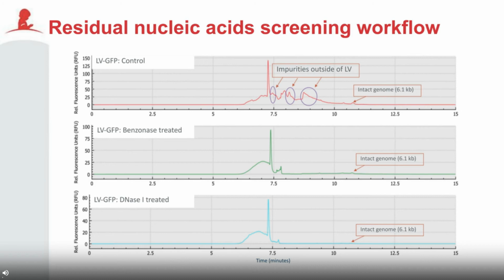And in the two bottom traces, you can see that the benzonase treated sample and the DNase treated sample look very similar, indicating that there's probably no contamination with RNA, because if there was, you would have seen RNA persist in the DNase 1 treated sample, and in which case the electrophoregram would look slightly different and have most likely a significant number more of RNA impurities.